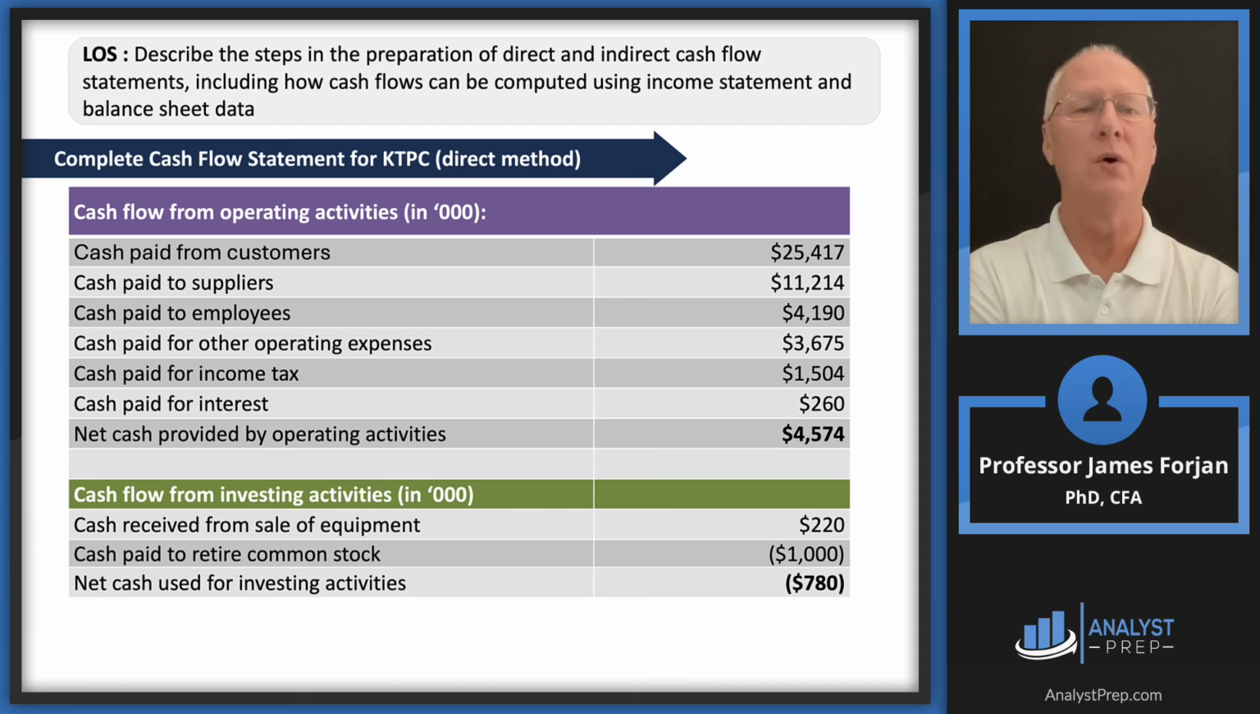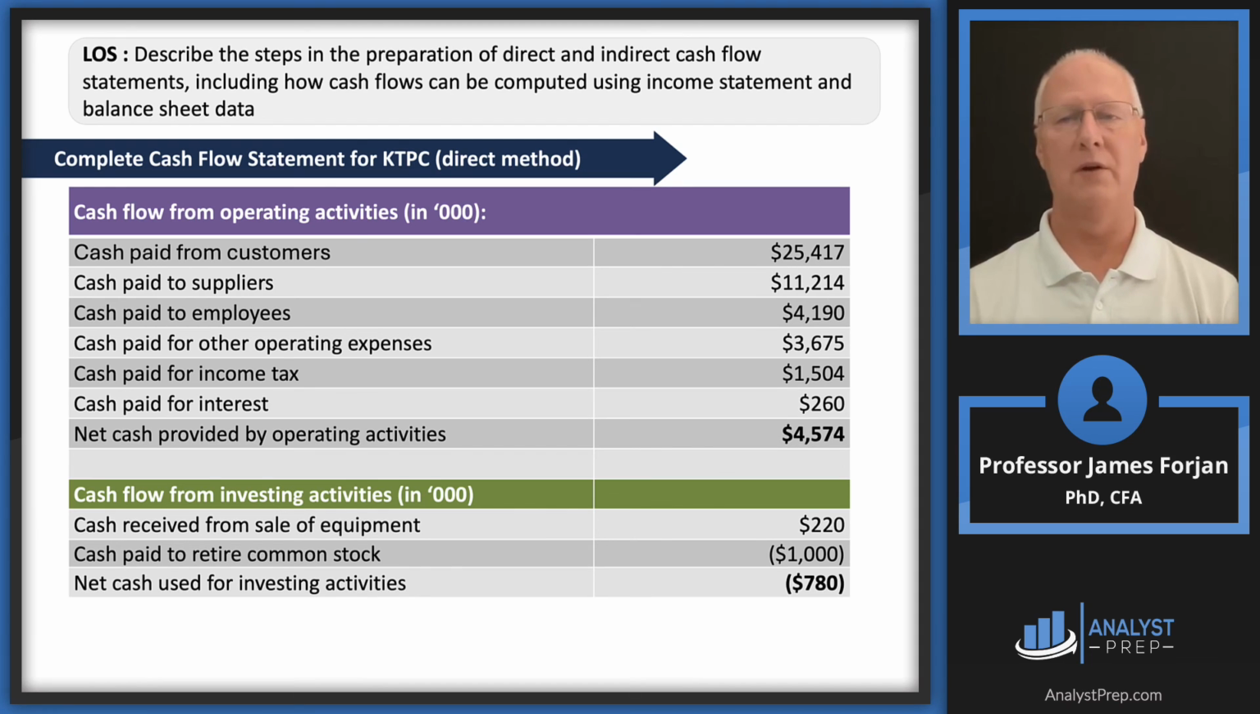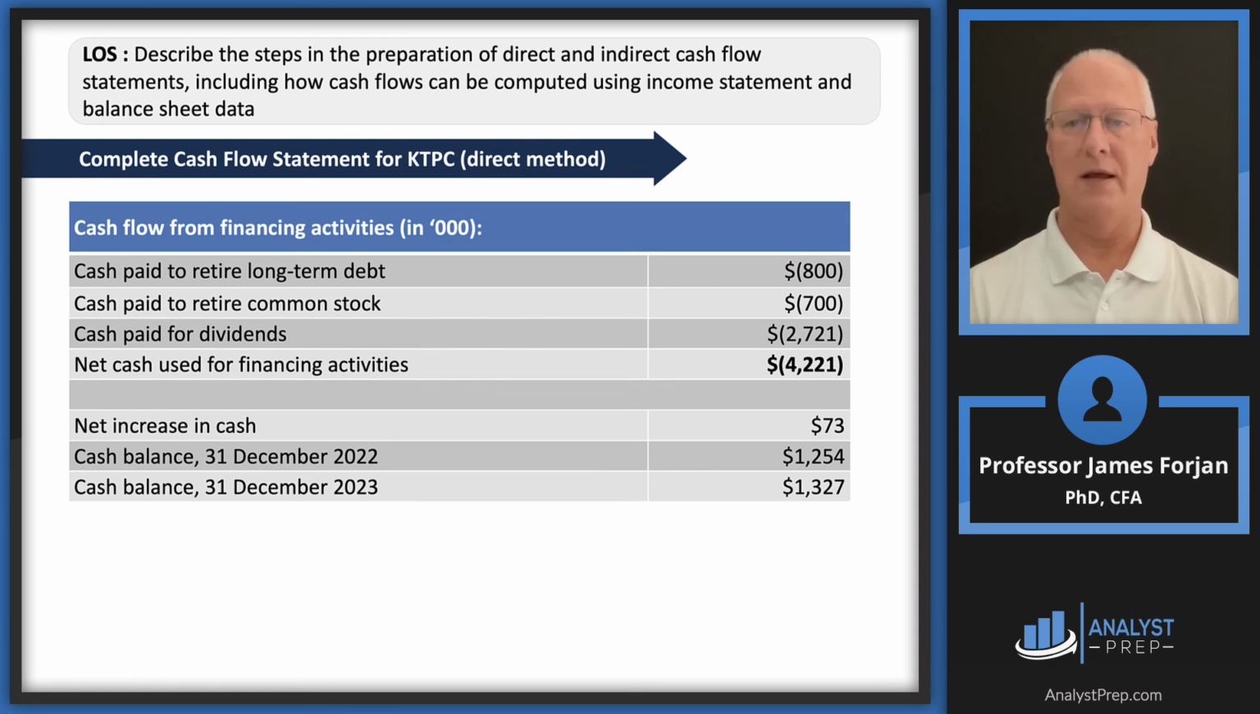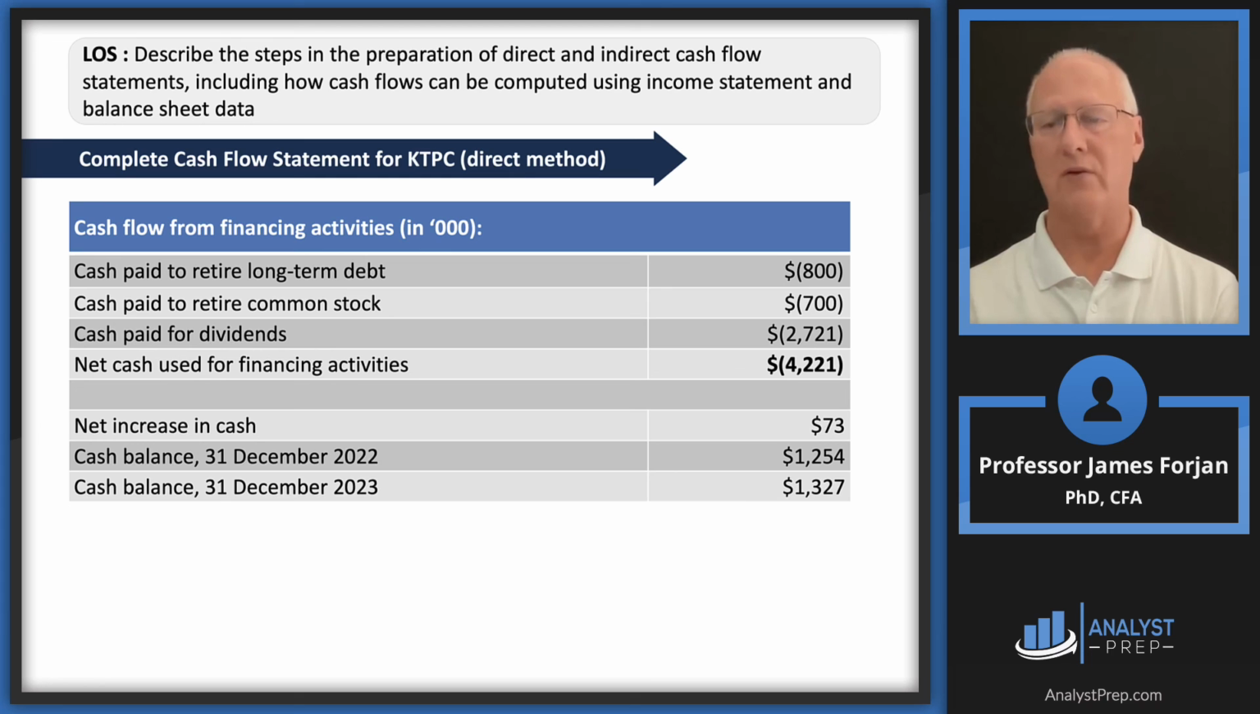So getting back to this completed statement for the direct method, there we have the 4574 for operating. There's the 780 from investing. And there's the 4221 from the financing. There's our increase in cash. So there's the cash balance of 1327.